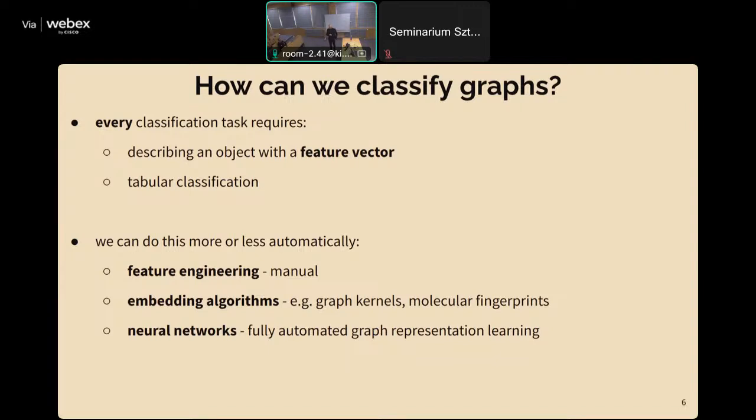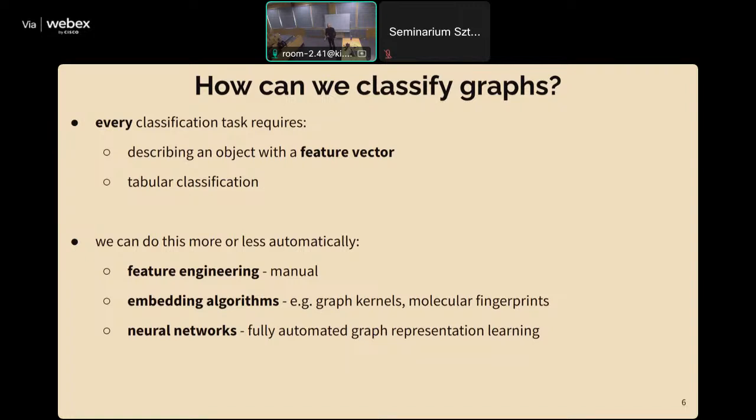If you do manual feature engineering, you just calculate some features and get a feature vector. You can also do this by using some embedding algorithm, which is typically a more or less complicated way to statically compute some features from the object. And those are, for example, graph kernels and molecular fingerprints. Those are algorithms for graphs.